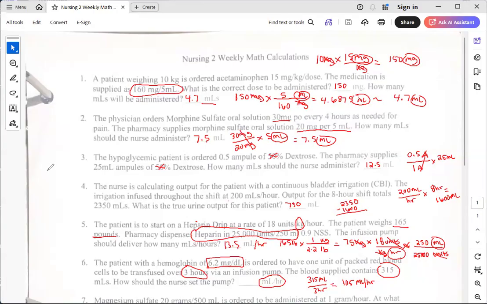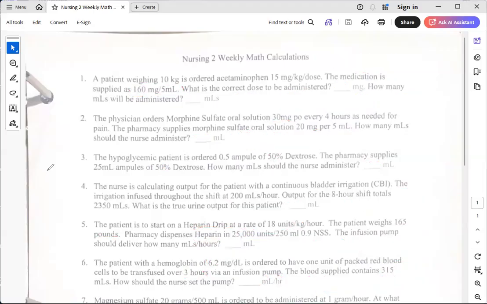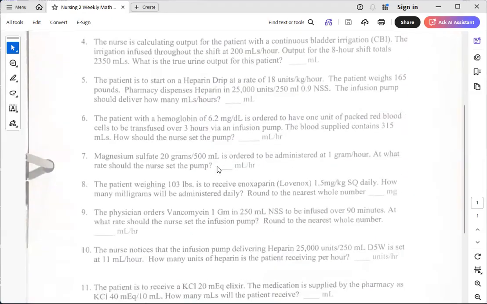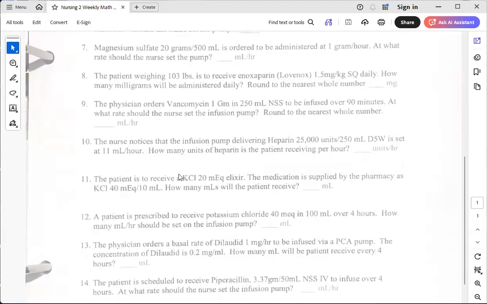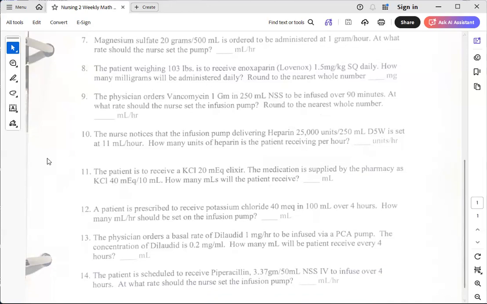Okay, I'm going to clear the writing and then continue on with the remaining questions. All right. So we're on. See if I can pull up all of these. Yes, good. Perfect. Okay.